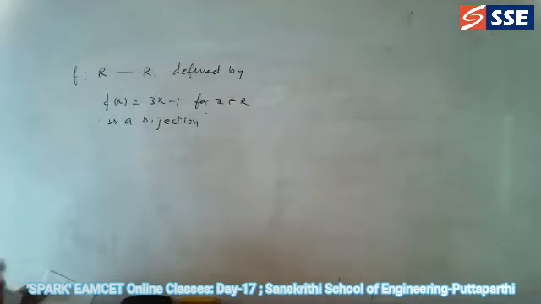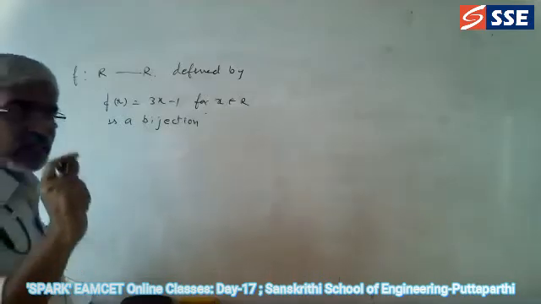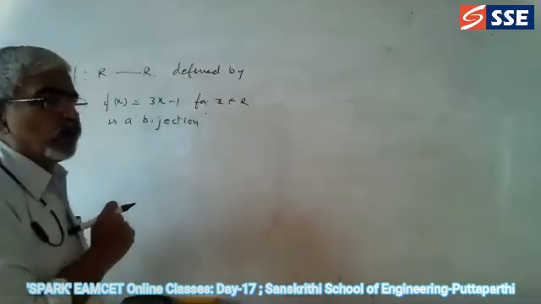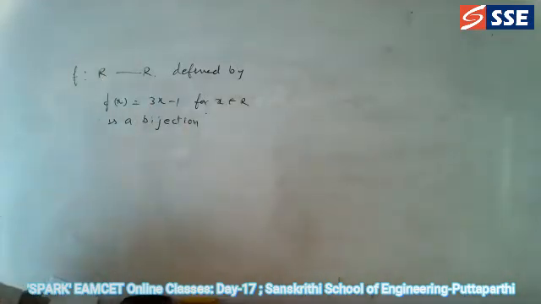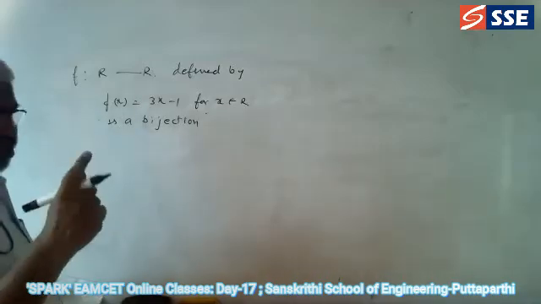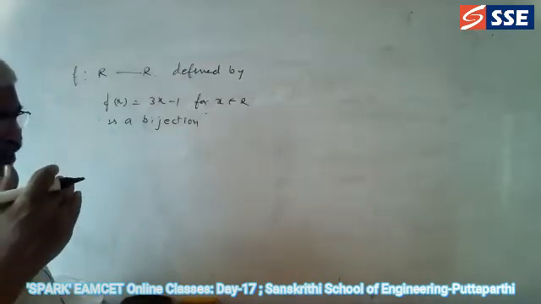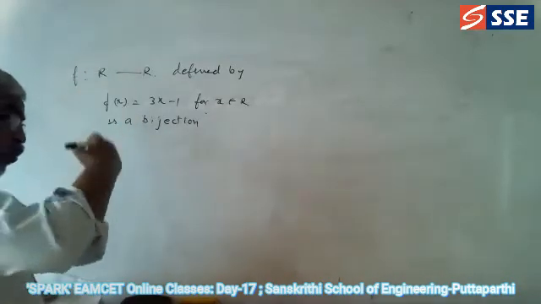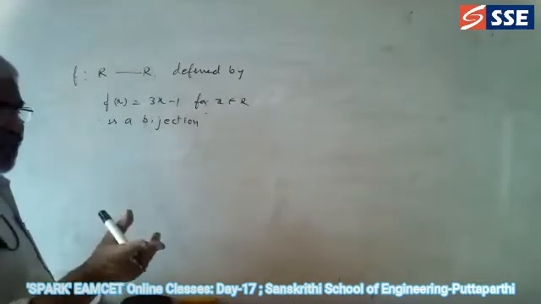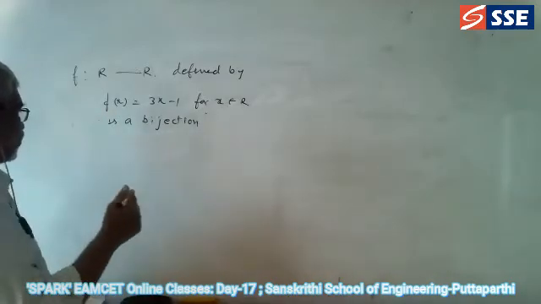That means only one image. For every element, we have to prove there is only one image. Otherwise, we can prove every element in Y has only one pre-image. If they are having two, it is not one-to-one. That is what we have to prove.